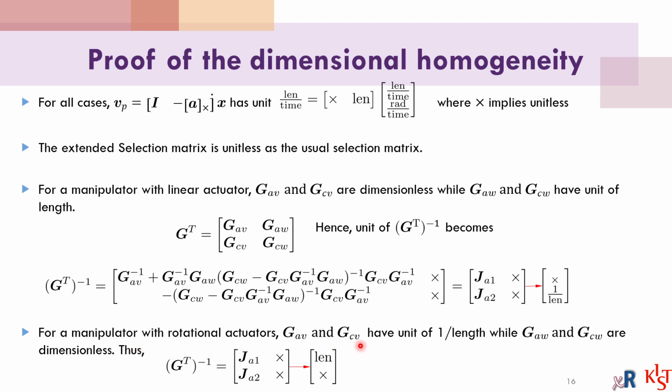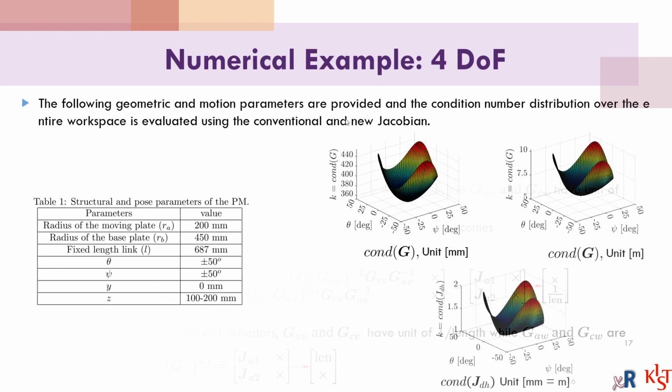For manipulators with rotational actuators, GAV and GCV have unit of length, while GAW and GCW are dimensionless. So by multiplying this relation with this one, we get the Jacobian that has unit of length, which is consistent.